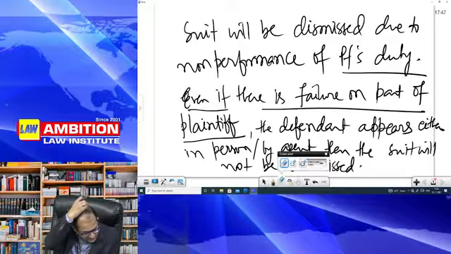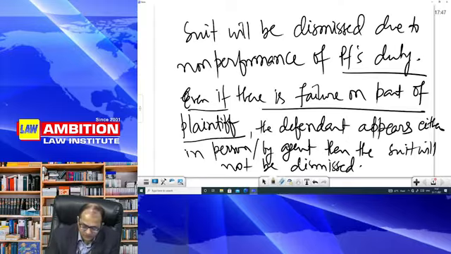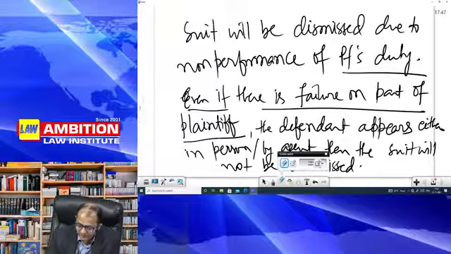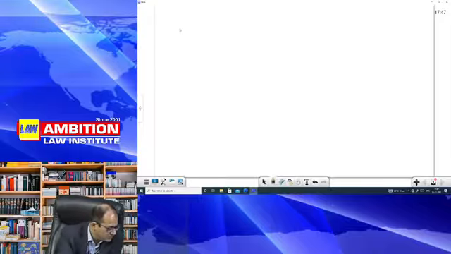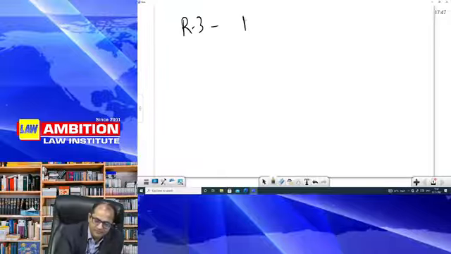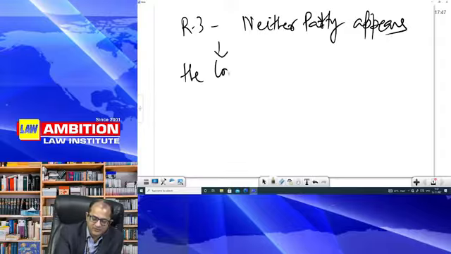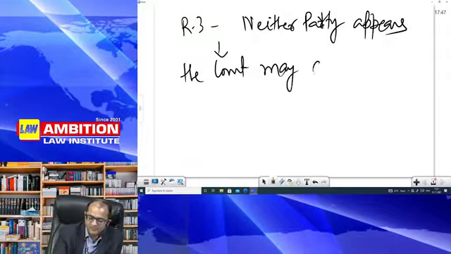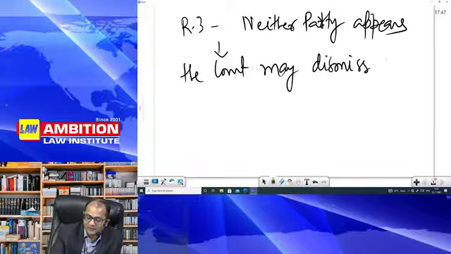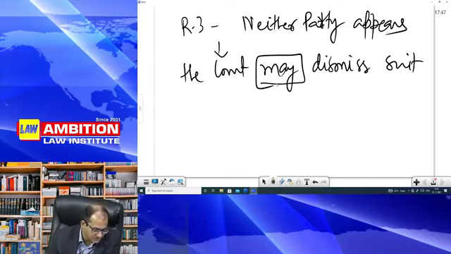Now what does Rule 3 say? Where neither party appears, suit to be dismissed. Where neither party appears when the suit is called on for hearing, the court may make an order that the suit be dismissed. Court may make an order, so it is the discretion of the court. Rule 3, neither party appears, means nobody is serious. The court may dismiss the suit. It doesn't say that the court shall dismiss the suit, it says may dismiss. So the court will exercise its discretion, and may or may not dismiss the suit.